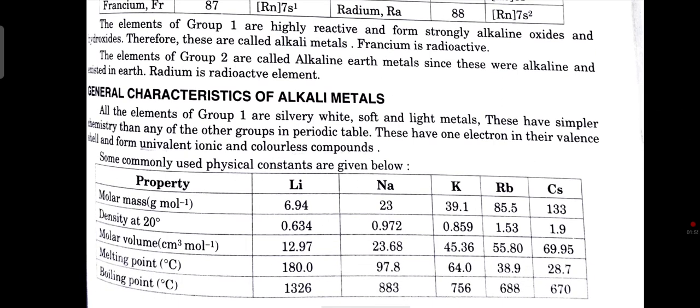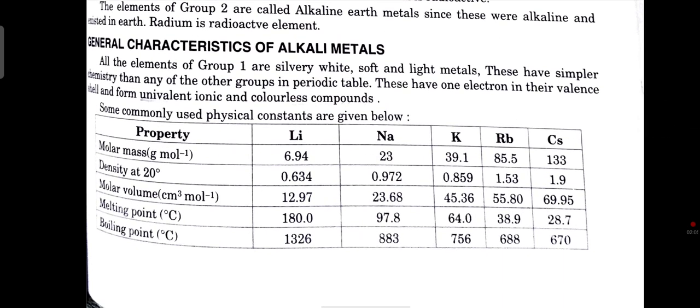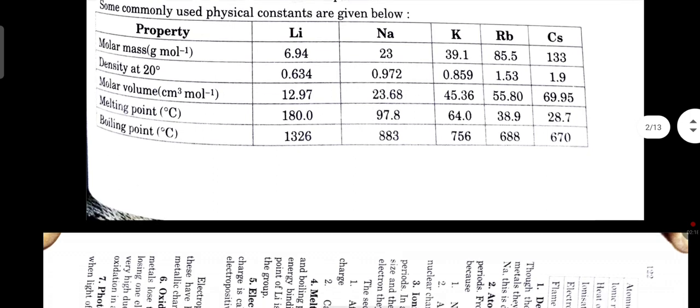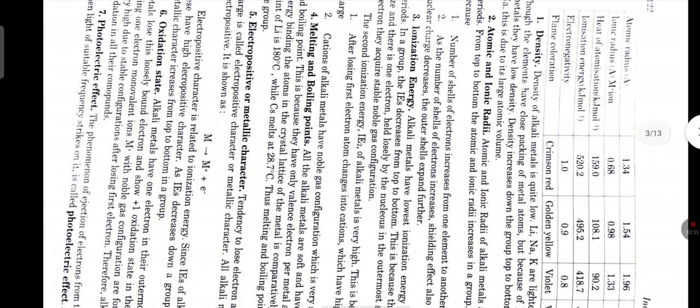General characteristics of alkali metals. All the elements of group 1 are silvery white, soft, light metals. They have simpler chemistry than any of the other groups in the periodic table. They have one electron in their valence shell to form univalent ionic, colorless compounds. Now we will discuss the properties, which is density.